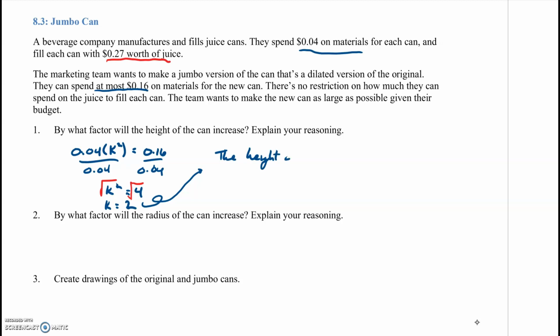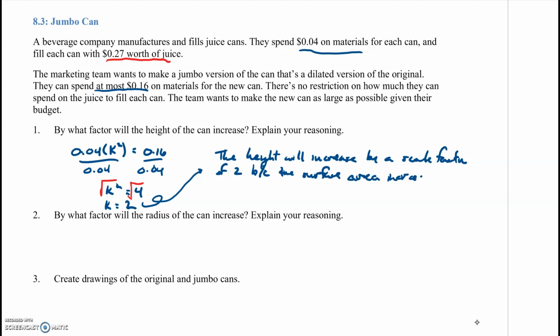The height will increase by a scale factor of 2. And to explain my reasoning, I know it's going to increase by a scale factor of 2 because the surface area increased by 4.